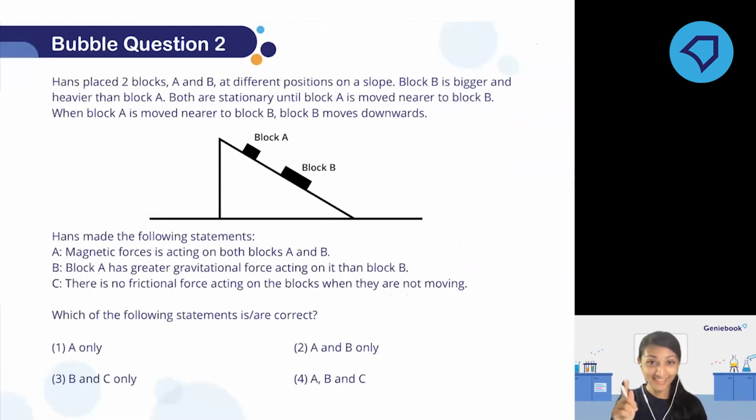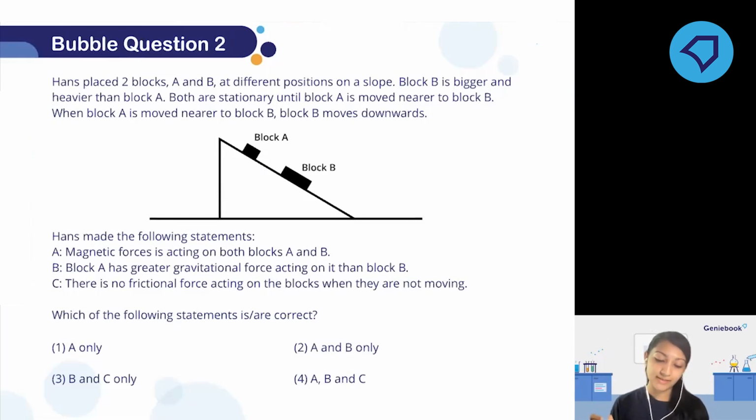This one is similar, still testing on which type of force, students? Still testing on frictional force and gravitational force. Okay, still the two forces, because we are still talking about things sliding down. So let's read the question together.